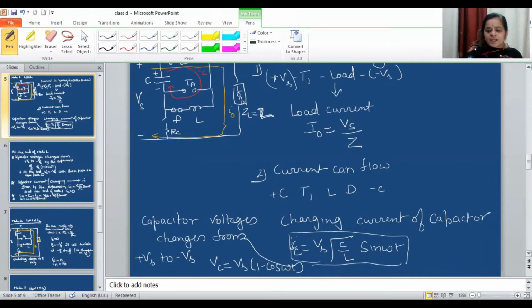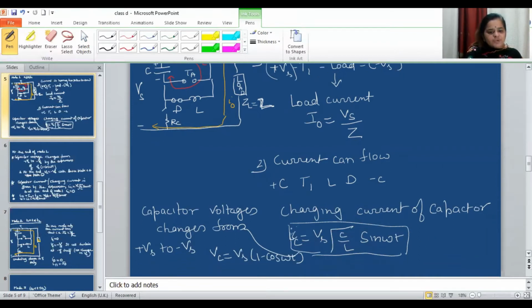And when this current is flowing through any capacitor, the voltage changes its value by the expression Vc is equal to Vs (1 minus cos omega t). How are we going to get this expression? Because we know Vc is equal to 1 by C integration of I dt. So when we put this value of I in that expression, we will get the capacitor voltage expression: Vc is equal to Vs (1 minus cos omega t).